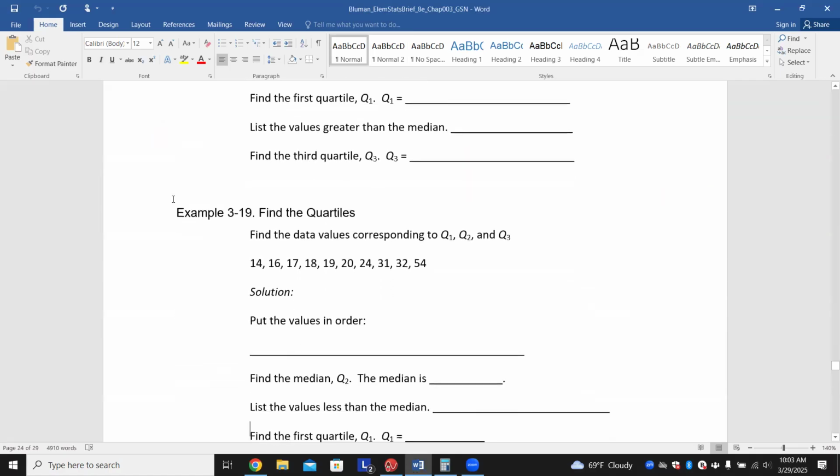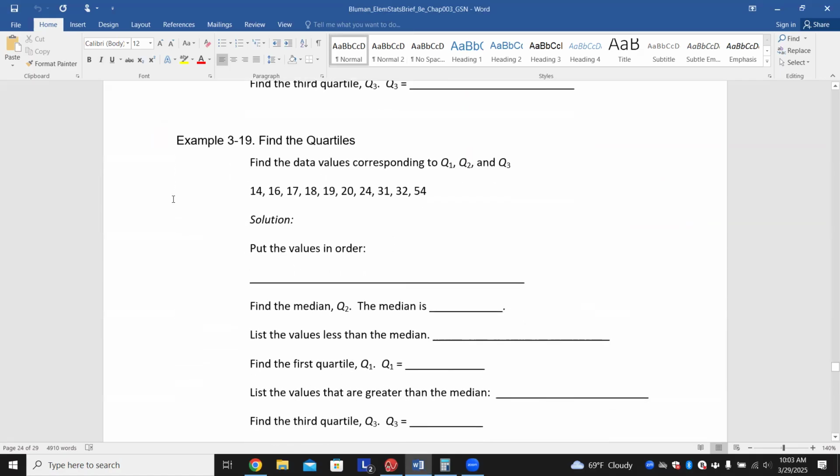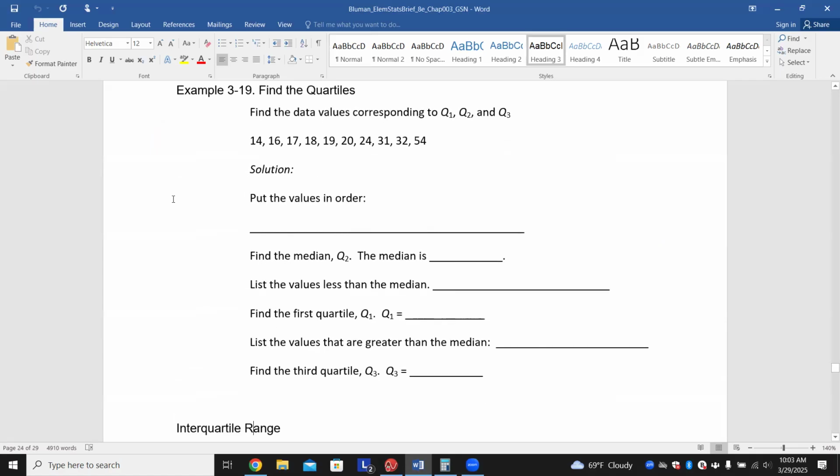So we're going to find the quartiles. So again, doing this work again. So another example. Again, put these in order. Oh, they're already in order. All right, so that's 14, 16, 17, 18, 19, 20, 24, 31, 32, and 54. Q2, so there's 1, 2, 3, 4, 5, 6, 7, 8, 9, 10 numbers divided by 2, so that's 5. So that's 1, 2, 3, 4, 5.